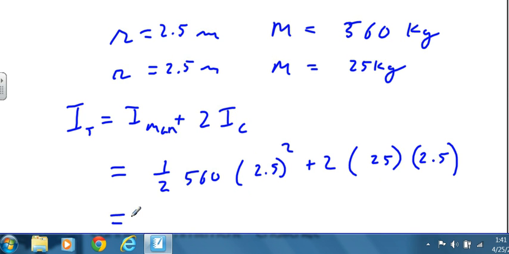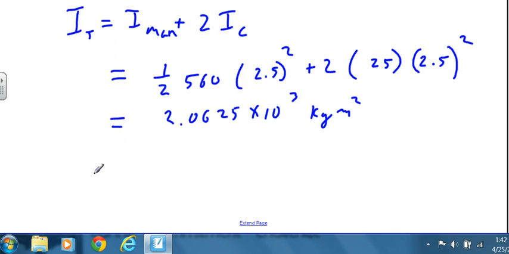And so now we have an inertia of 0.5 times 560 times 2.5 squared plus 2 times 25 times 2.5 squared, even though I didn't put the square there. So my total inertia is 2.0625 times 10 to the third. That's going to be in kilograms meters squared. Now, another formula for torque is that torque is I alpha.